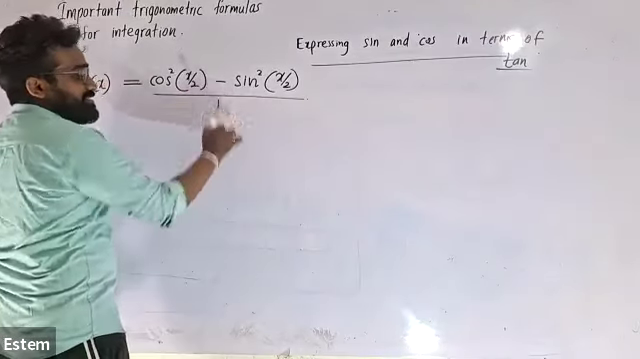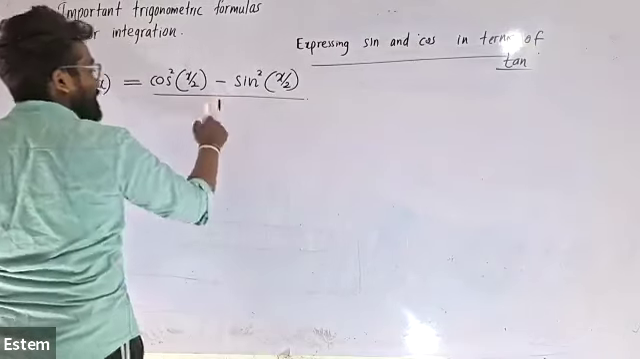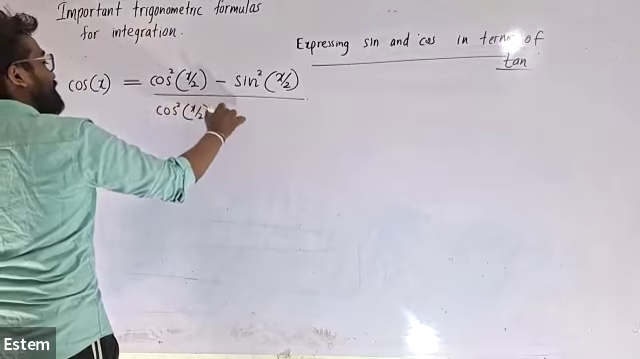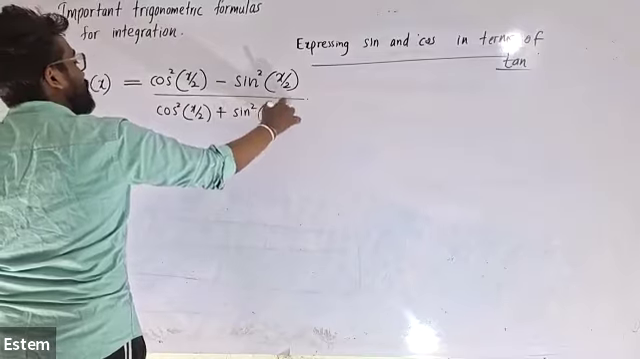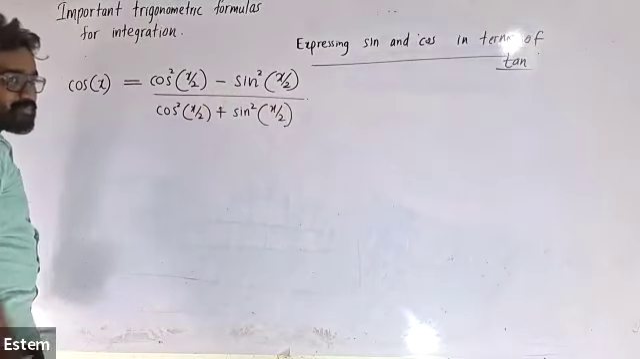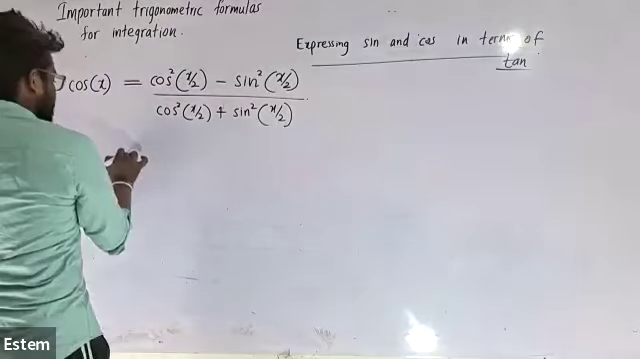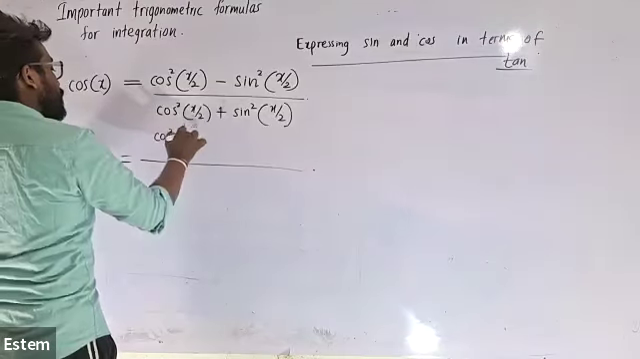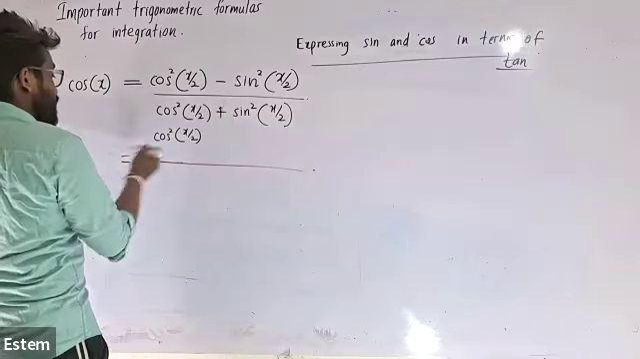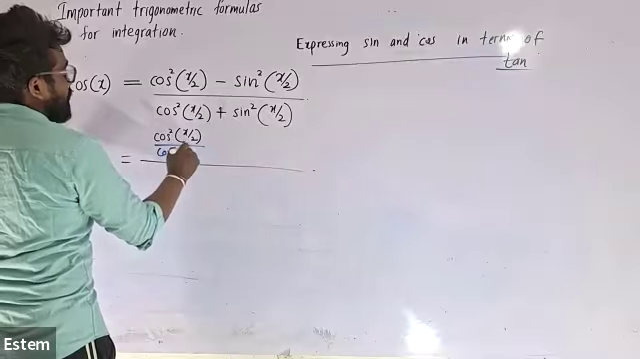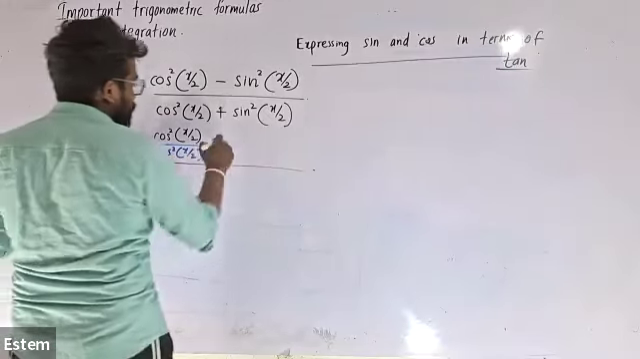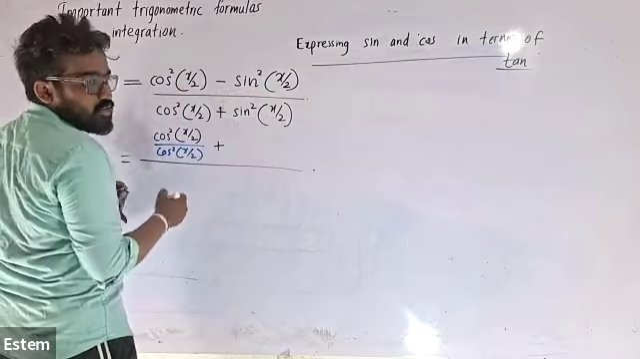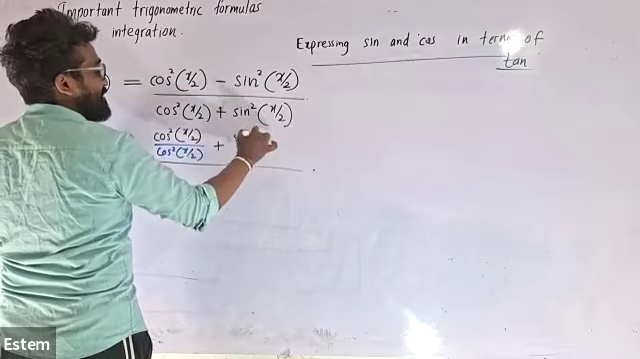What is the number in the denominator? It is 1. So we can replace this 1 by cos squared x over 2 plus sin squared x over 2. And we can divide all these terms by cos. Then it becomes in terms of tan. When we divide these terms by cos, this becomes 1, this becomes 1, this becomes tan, this becomes tan. It's very interesting, no? For me, it is very interesting.